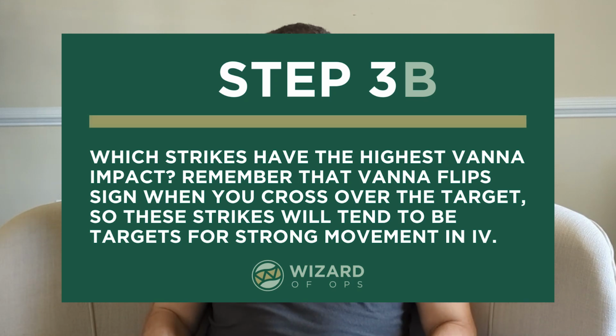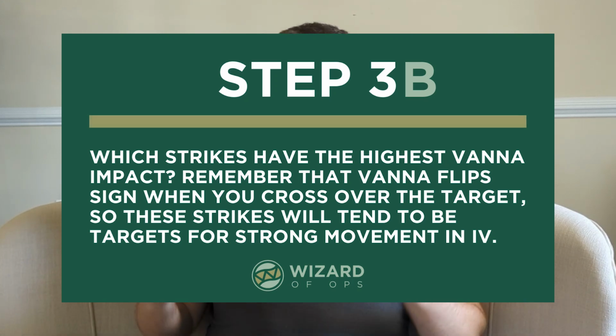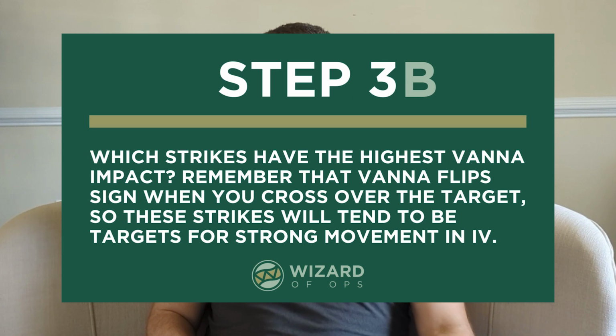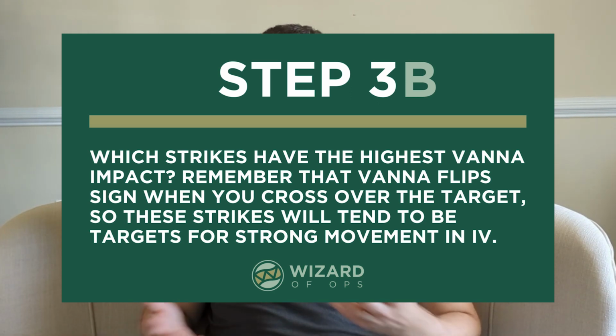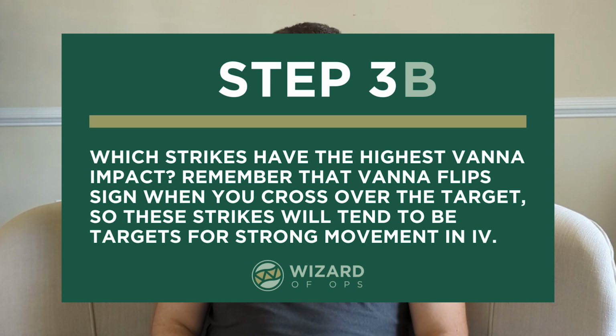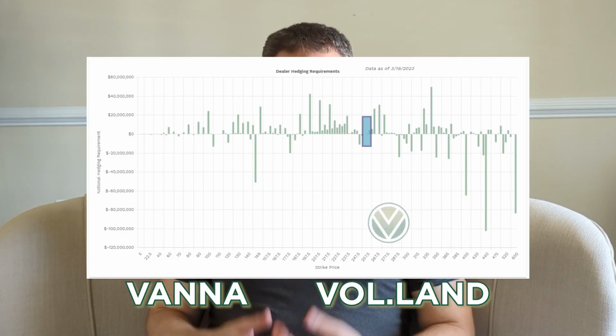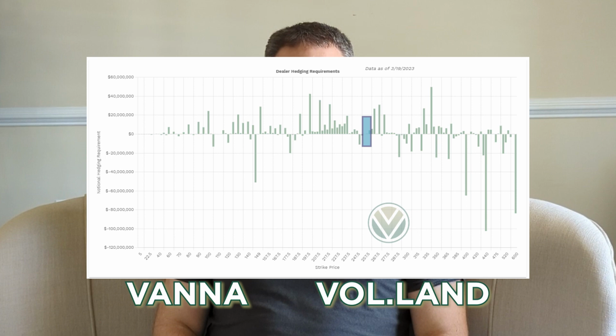3B, which strikes have the highest Vanna impact? Remember that Vanna flips sign when you cross over the target, just like charm. These strikes will tend to be targets for strong movement in IV. If you look at NVIDIA exposure Vanna, blue represents the current price in NVIDIA.